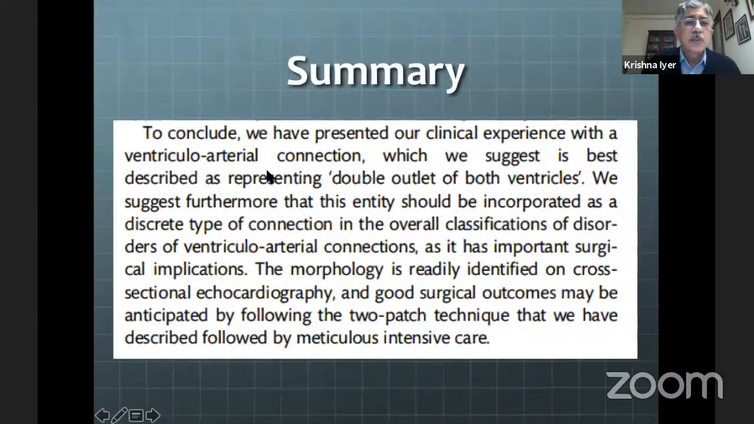So to summarize, I'll put up the slide of what we wrote as the conclusion. To conclude, we have presented our clinical experience with the ventricular-arterial connection, which we suggest is best described as representing double outlet of both ventricles. We suggest furthermore that this entity should be incorporated as a discrete type of connection in the overall classification of disorders of ventricular-arterial connections, as it has important surgical implications. The morphology is readily identified on cross-sectional echocardiography, and good surgical outcomes may be anticipated by following the 2-patch technique that we have described, followed by meticulous intensive care.